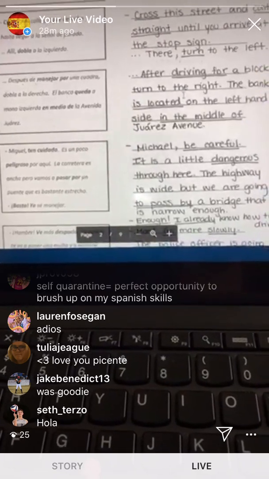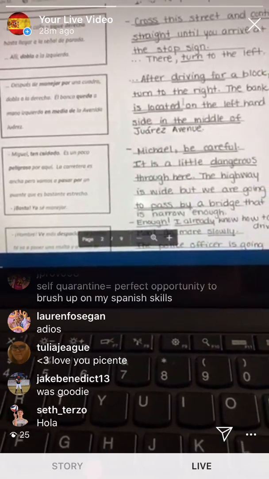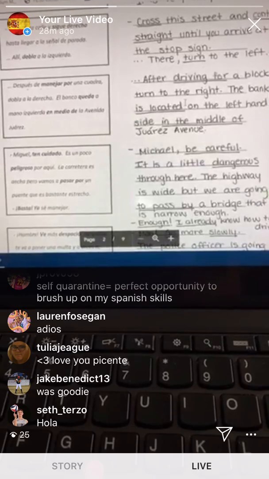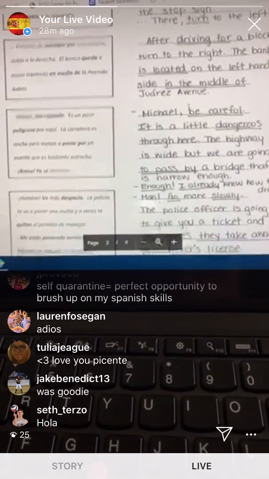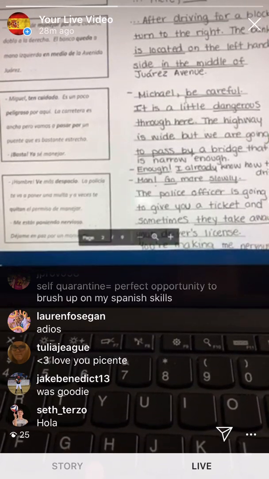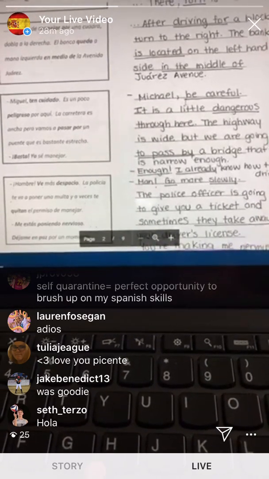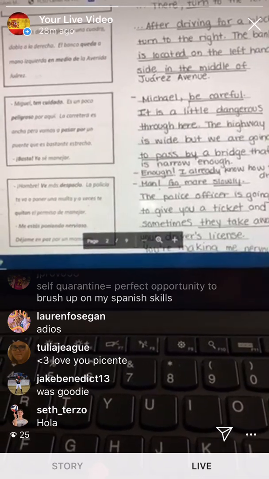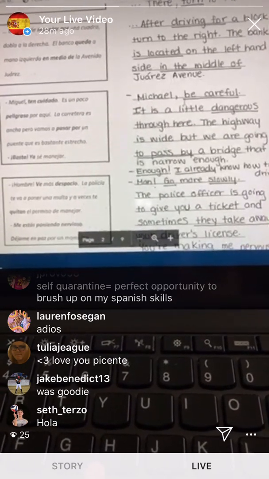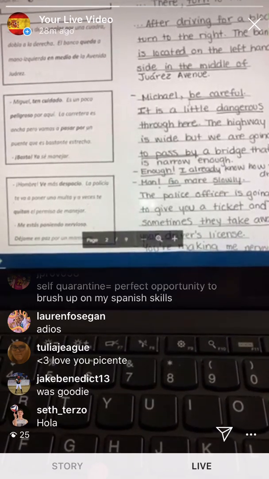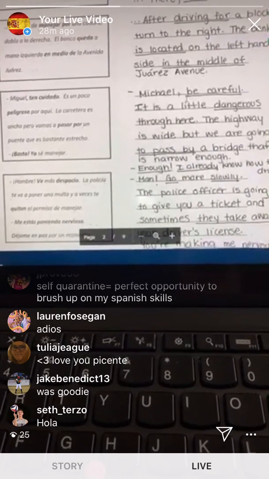Miguel, ten cuidado. Michael, be careful. That's an expression, tener cuidado, be careful. Es un poco peligroso. It's a little dangerous. We're going to pass by. Pasar por could mean to pass through, to pass down, to pass by a bridge. And then basta means enough.